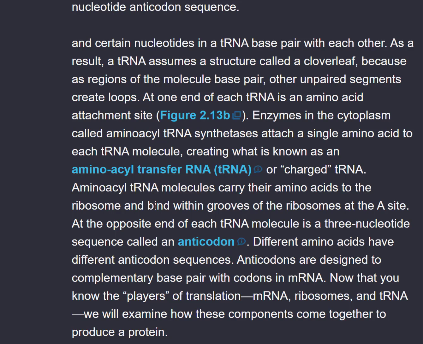Okay, amino acyl transfer RNA. Amino acyl tRNA is a transfer RNA, or tRNA, molecule with an amino acid attached. So it just has an amino acid attached.